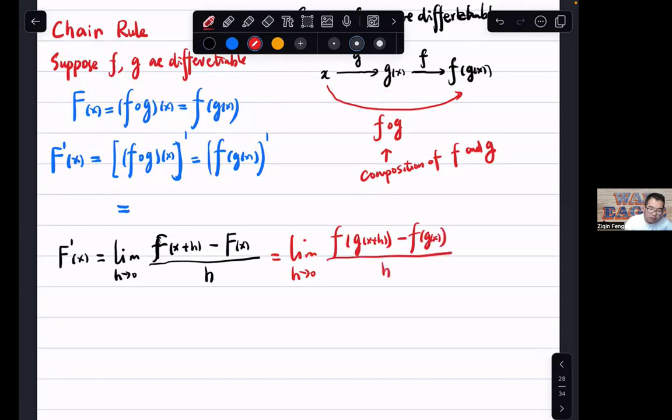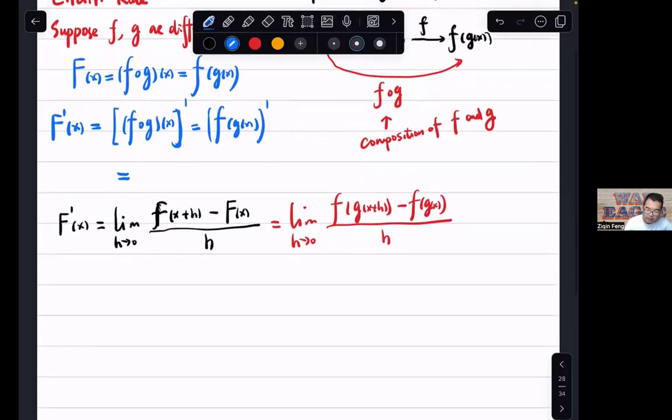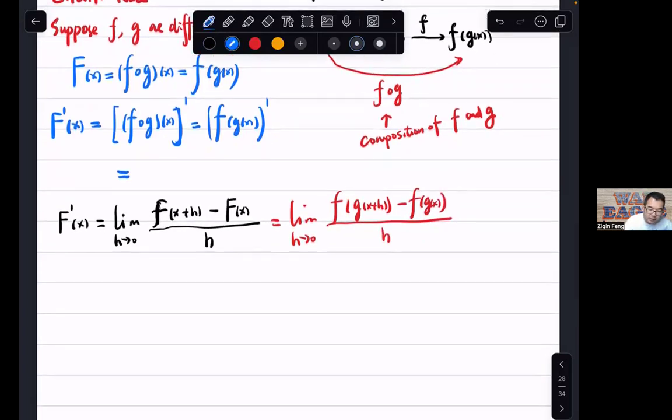Now, how do we do this? You can see that because g is differentiable, which means g is continuous, this input actually gets closer and closer to g of x as h goes to 0. So if we want to use our definition for the derivative of f, the denominator should be g of x plus h minus g of x.